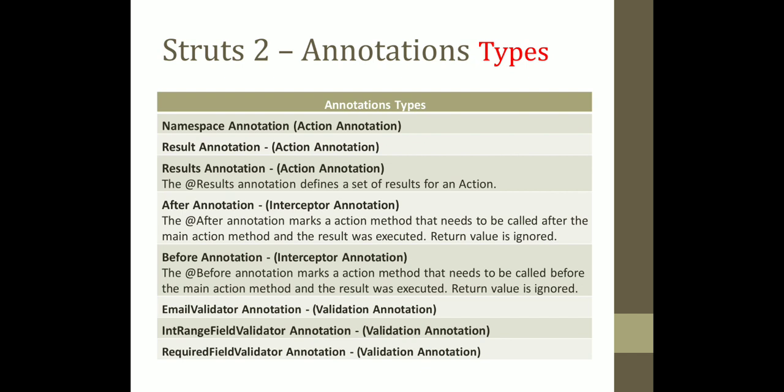Then the email validator annotation. This is part of the validation annotations. So it will check for a valid email. Then the int range field validator. It is a validation annotation again, so it will check for the integer range field. And the required field validator is again a validation annotation, and it will make a field required for any validation or any type of code.